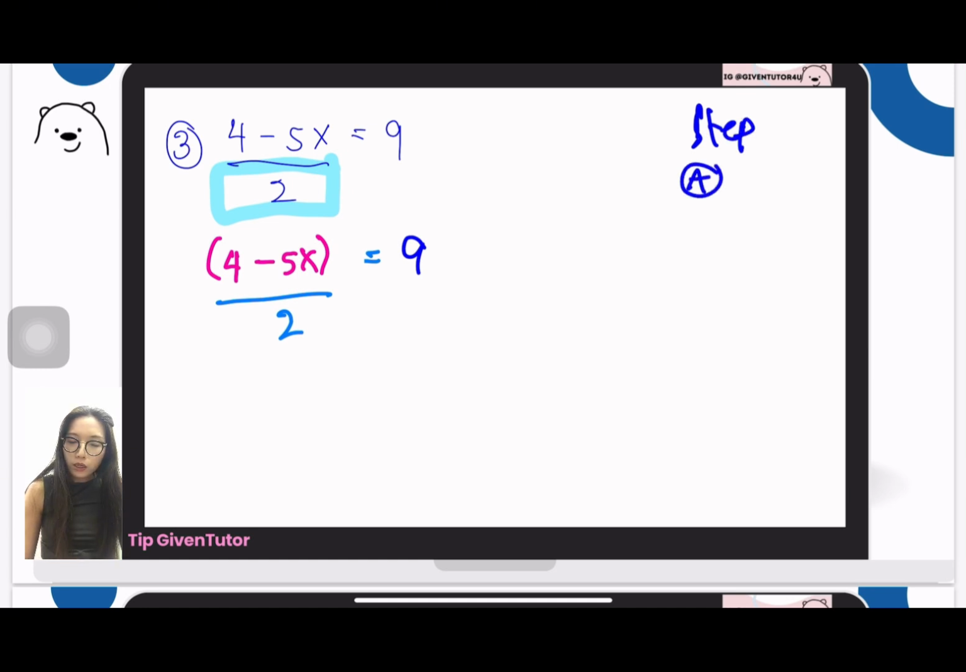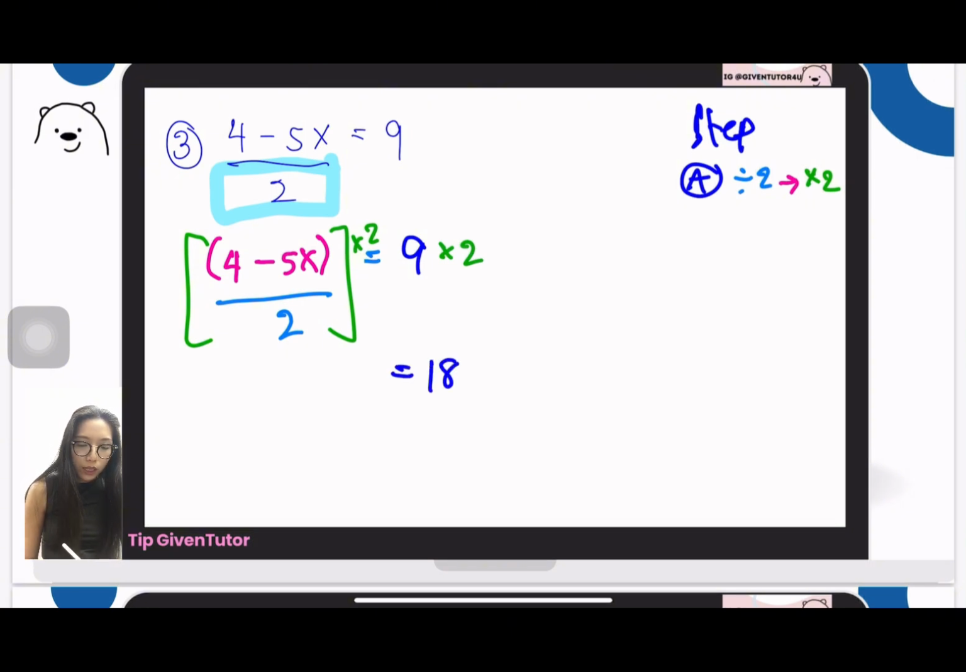Step A, because it has the divide by 2, so we will change it by, okay, I will change the color to green, times 2 right here. So the first step right here will be times 2 here, times 2 here. So for 9 times 2 you get 18, right? And then what is left in the bracket is 4 minus 5x.